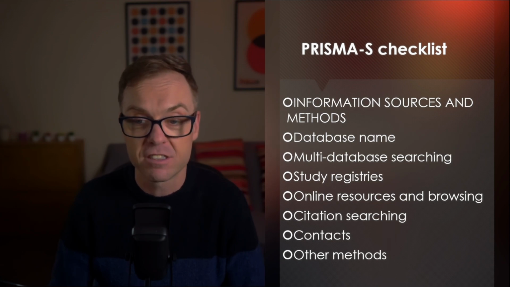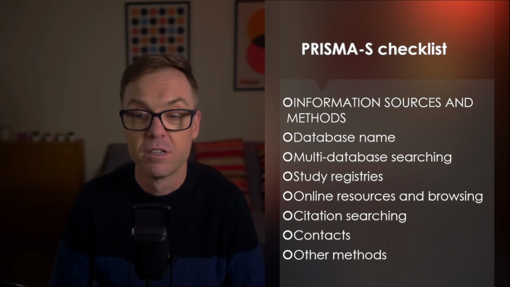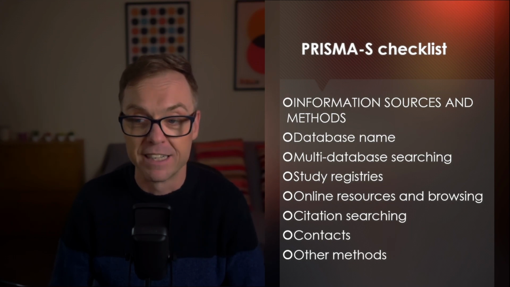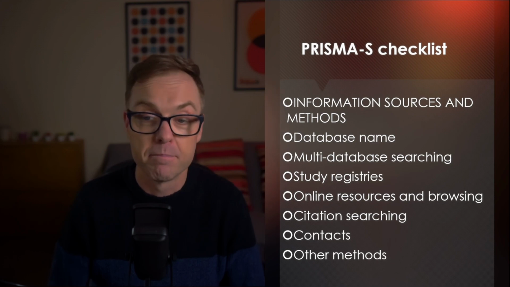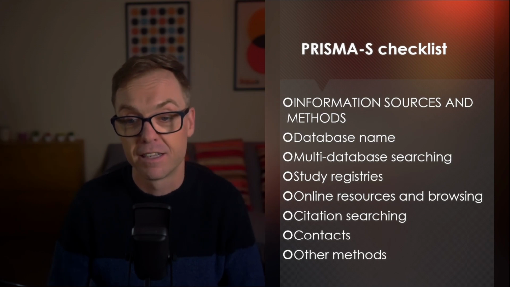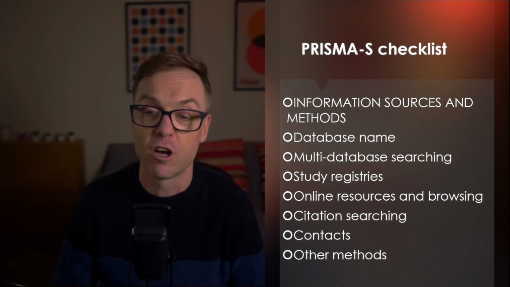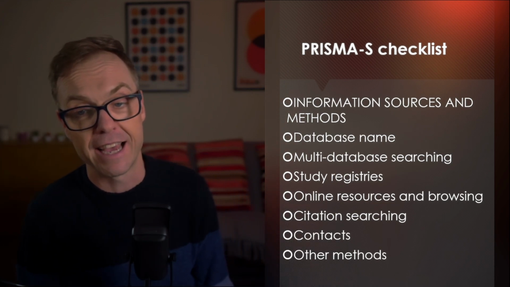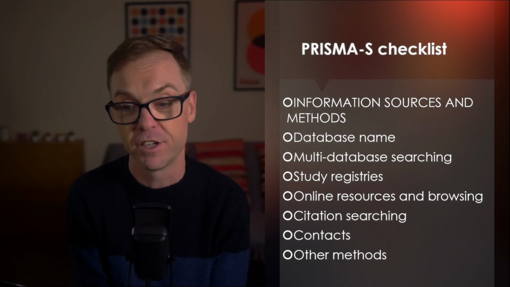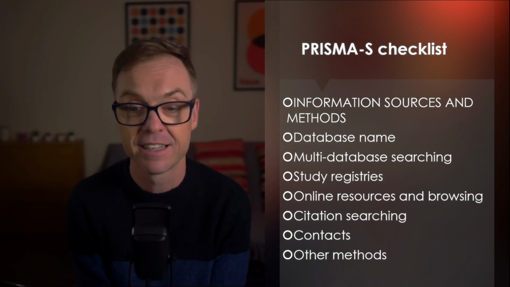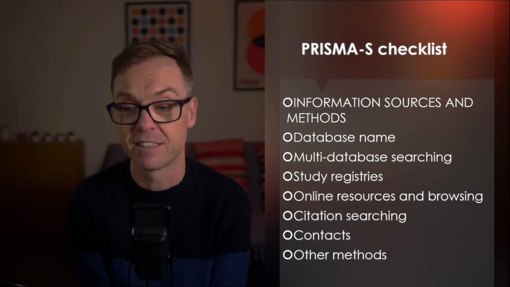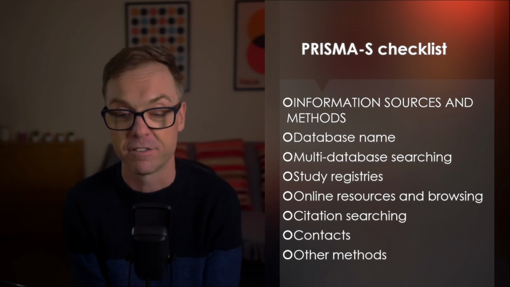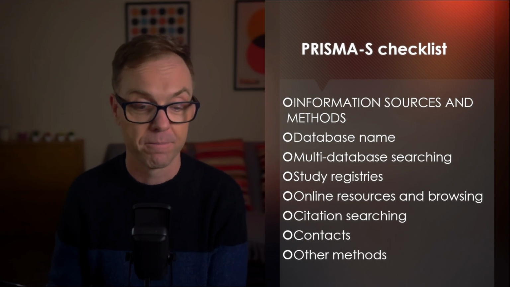In terms of citation searching, if we've gone through citations in papers that we found, we need to be clear about that. So in the case of when we use the Cochrane library, if we retrieve other reviews and search through their reference lists in those reviews, we need to be clear about this. If we've contacted anybody to seek extra studies, we need to be clear about that. And if we've used any other methods, we need to be clear about that as well.